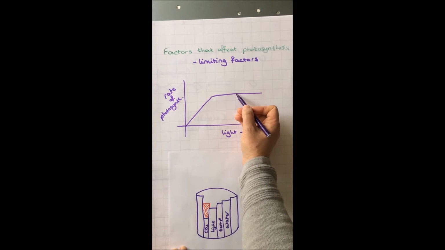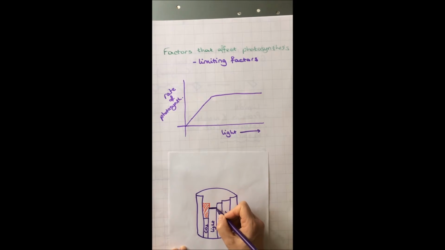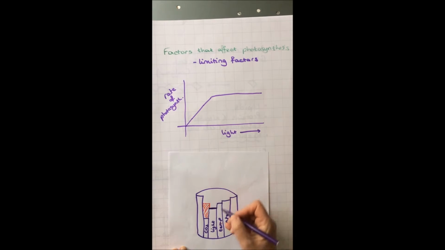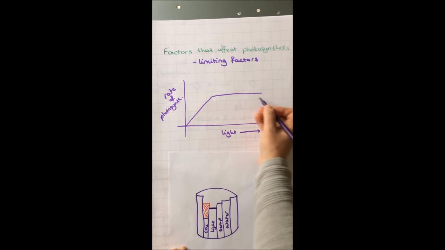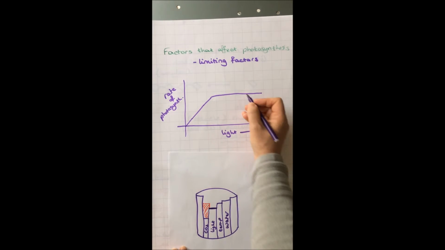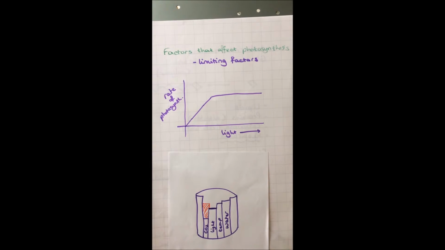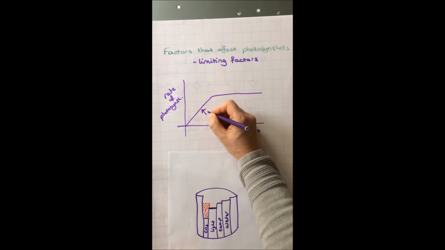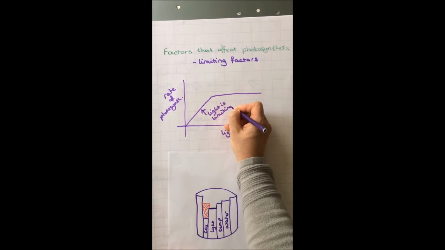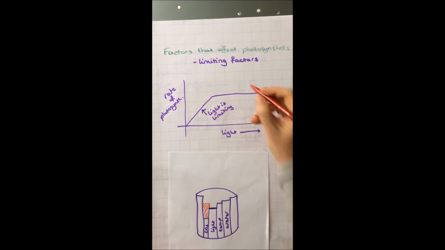At this point here, that's the same as me reaching this point here. I could add more and more light, but it makes no difference whatsoever, because I can't make my reaction go any faster, because now something else has taken over as the limiting factor. So at this point here, light is limiting. But at this point here, light is no longer limiting, and now something else has taken over.